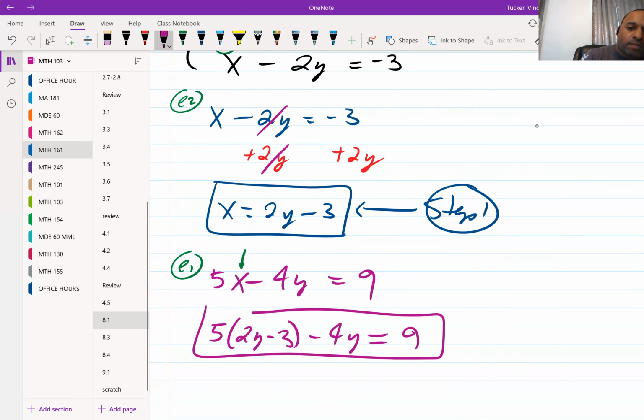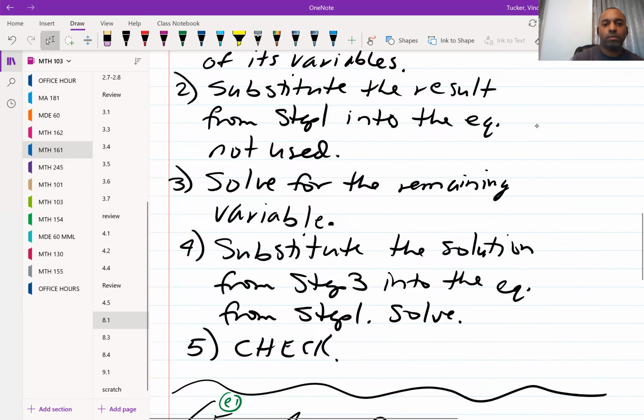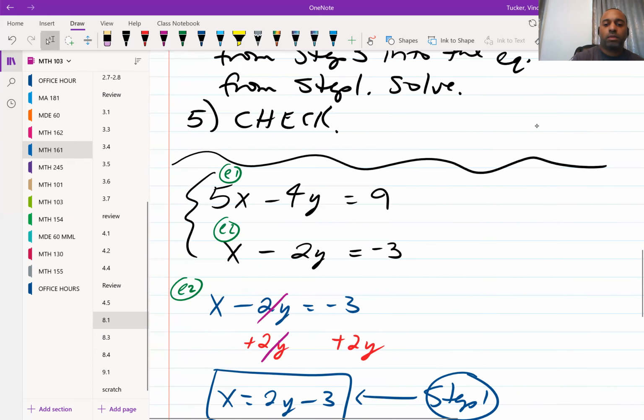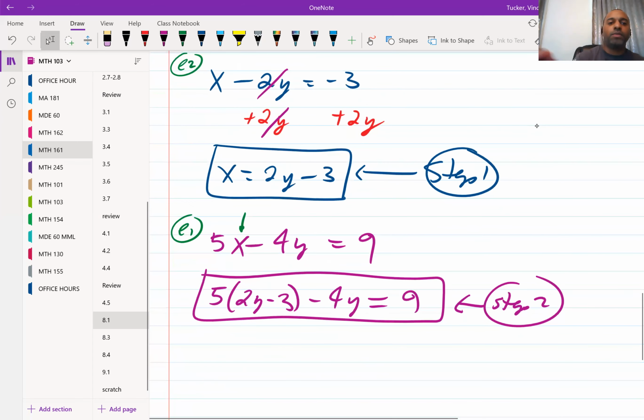Everything else stays the same. So you see we got y, 4y, we still have the 9, we still have 5. The only thing that's different is now instead of x, we have this expression 2y minus 3, because that's what x is equal to. All right, so this is the end of step 2. So that's what we have for step 2.